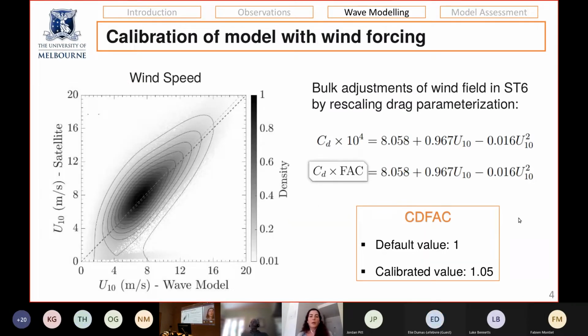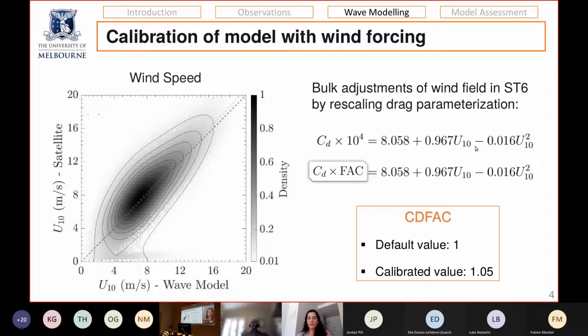Just a quick background on how the calibration takes place using the ST6 source term in WaveWatch III. Well, ST6 does a bulk adjustment of the wind field by rescaling the drag parameterization.